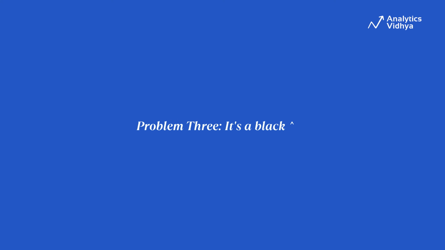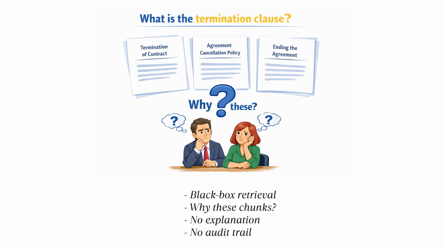Problem number 3. It's a black box. You get 3 chunks back. Why those 3? You have no idea. It's pure math. There is no reasoning, no explanation, no audit trail. For financial documents, legal contracts, medical records, that opacity is a serious problem.